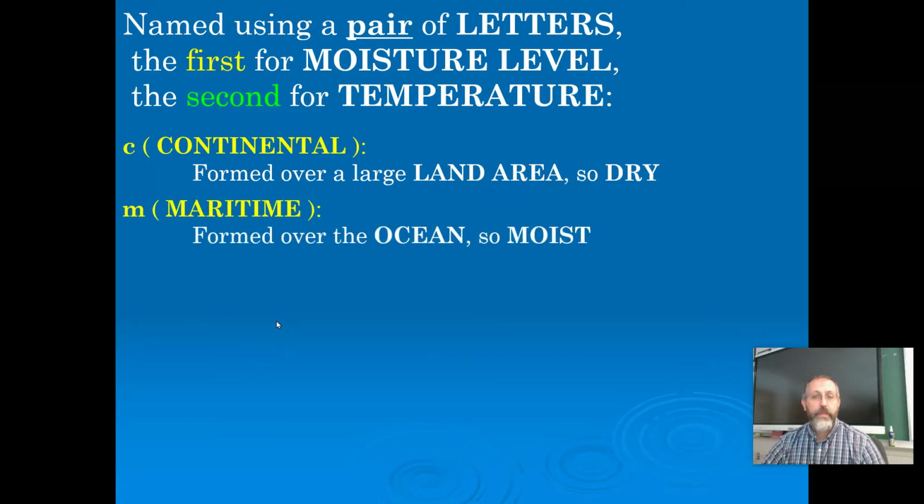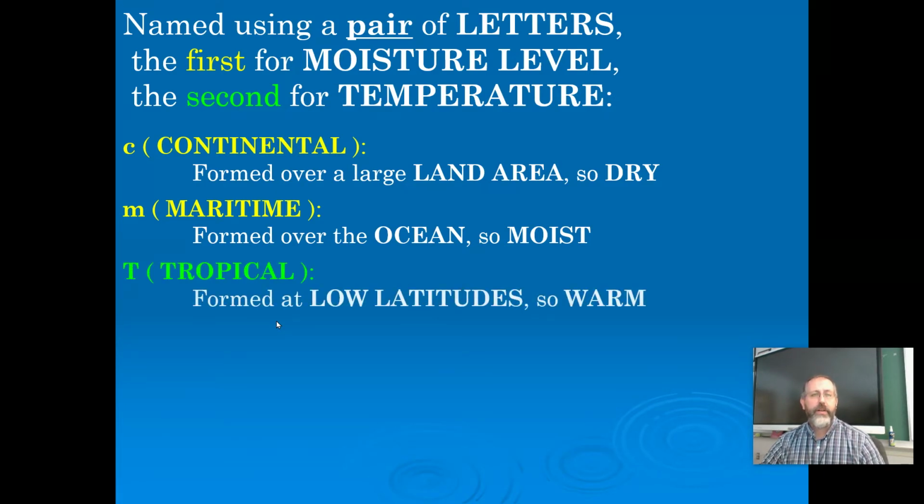Lowercase m stands for maritime. Maritime means to do with the water. There's maritime museums and things that have to do with ships and whatnot. So maritime means it formed over the ocean, and it's going to be moist. It's going to be wet. It's going to have a lot of water present.